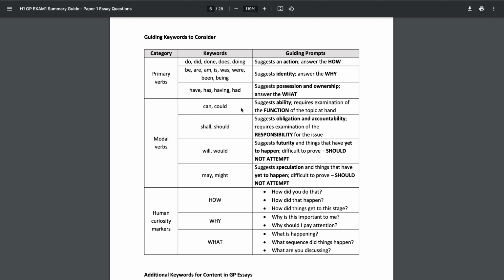Shall and should suggest obligation, accountability, and more often than not, blame. And so you should be examining who is responsible for whatever thing that's happening. So these modal verbs will help you to guide your brainstorming and thinking process even more.